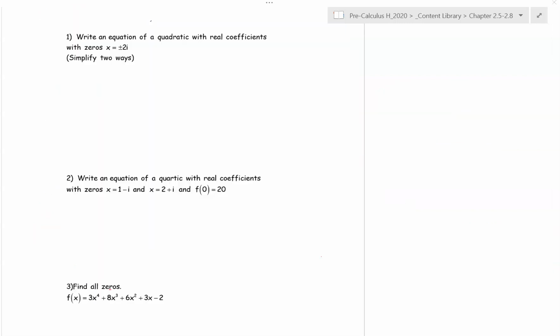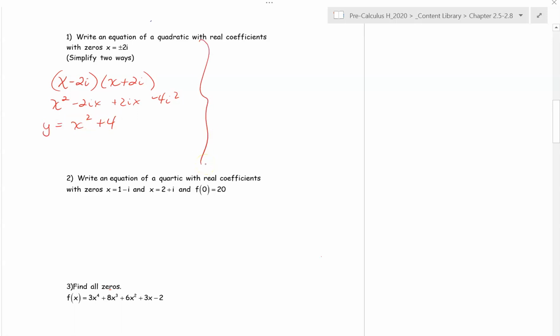So for this first example, I'm going to show you how to do something two different ways. Let's say you have x equals 2i and negative 2i. Those are your zeros. So you can write x minus 2i and x plus 2i. Now, if you go ahead and expand, i squared is negative 1, so we end up with y equals x squared plus 4.